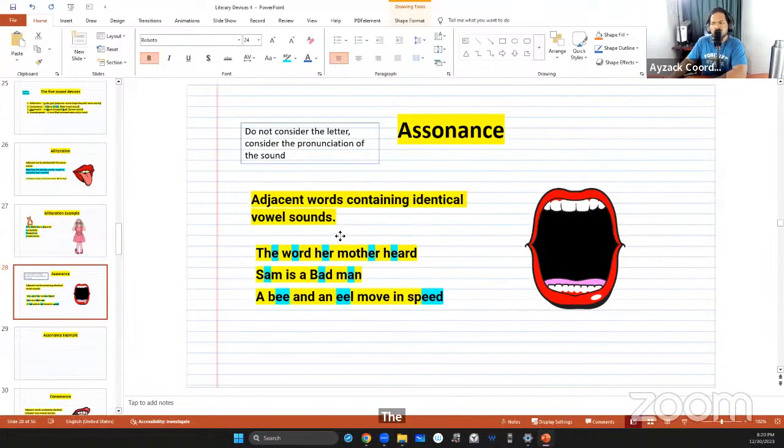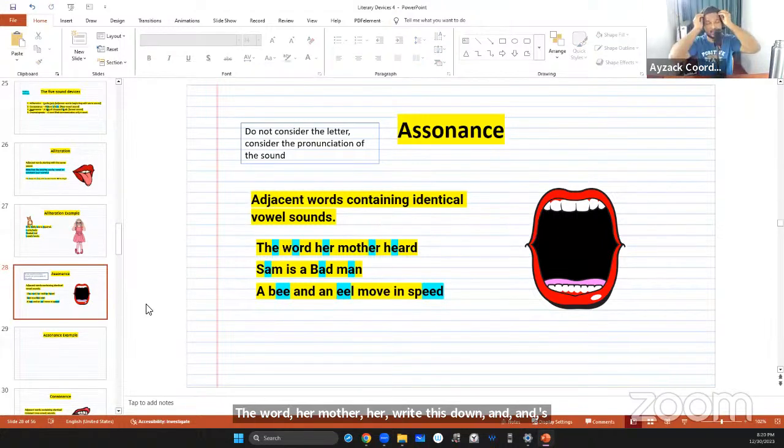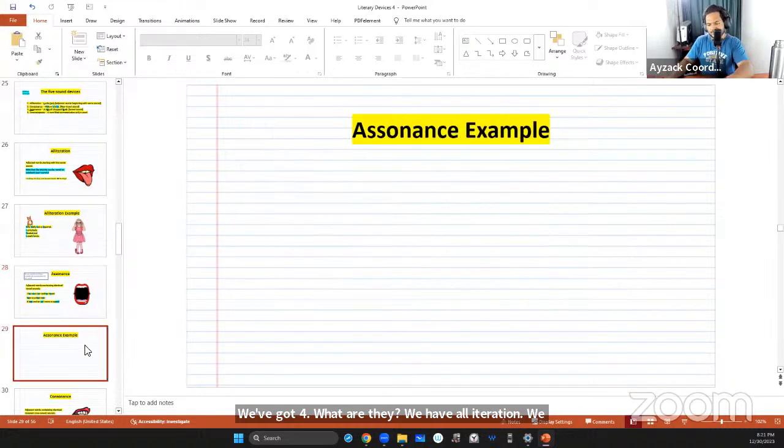Write this down, guys. Bloody important this is. Absolutely important. The reason is not many people realize that we have 4 auditory devices in our syllabus, not 2. We've got 4. What are they? We have alliteration, assonance, consonance, and onomatopoeia.